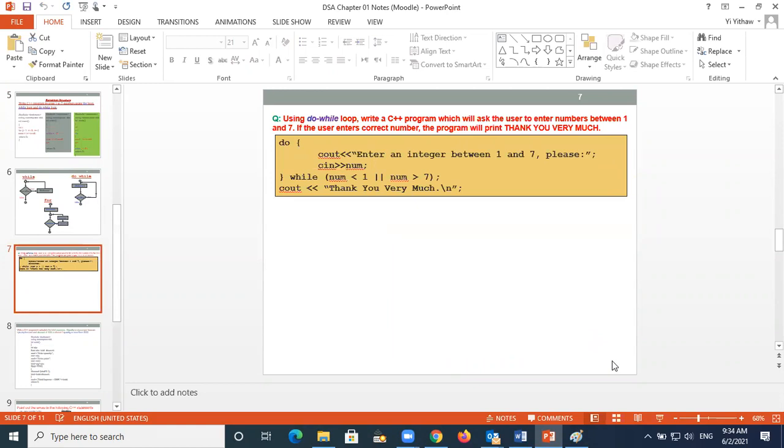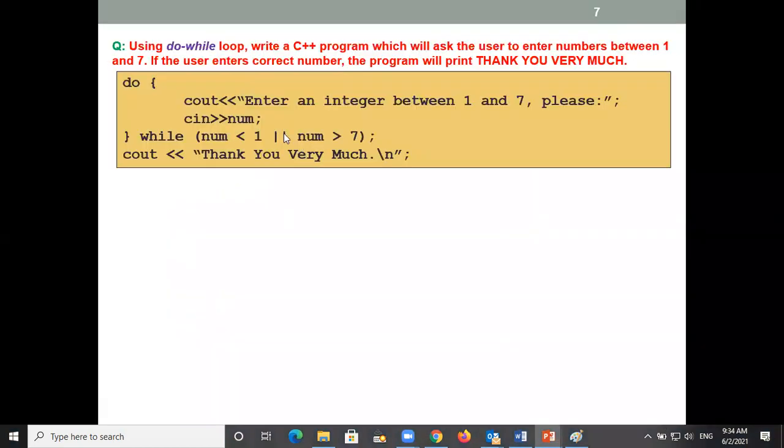Okay, so as I say, this is using the do while loop. So you have to write the number between them. They will change the number here, and again here they are going to put the output. See the output and then change here. For example, in the output, they are not going to put this one here, like enter an integer between 1 and 7, please. Maybe they will put different things.